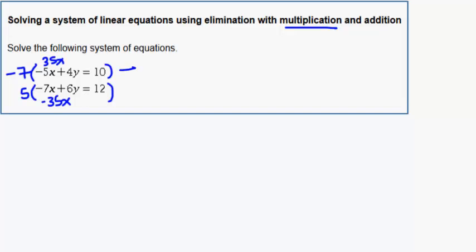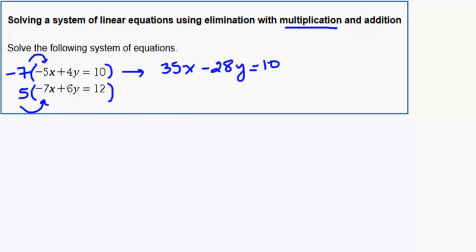So let's do that. Let me clear that ink there. I'm going to multiply this by a positive 5. And again, the reason I'm multiplying one by a negative and one by a positive is because I need their signs to be different. So when I distribute, this is going to give me a positive 35x minus 28y. And when I distribute here, this is going to give me a negative 35x plus 30y equals 60.